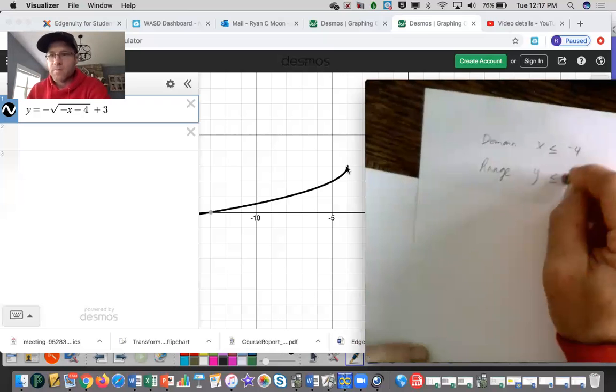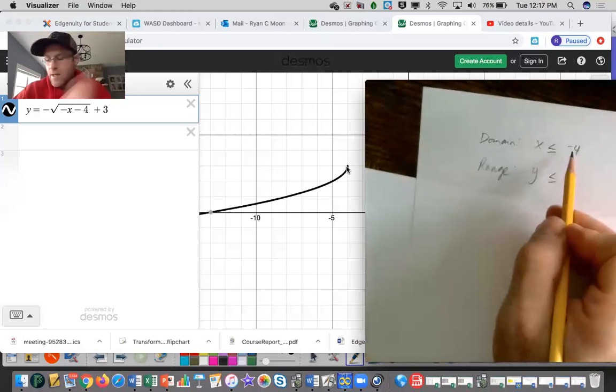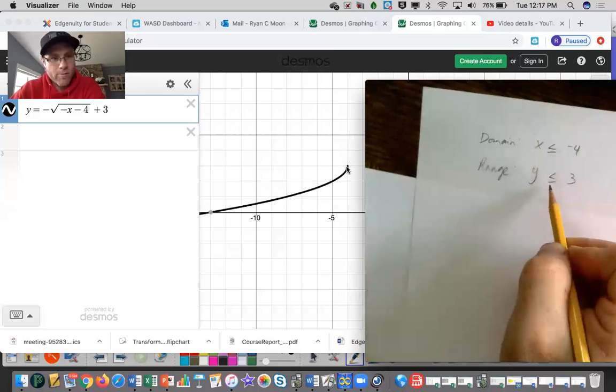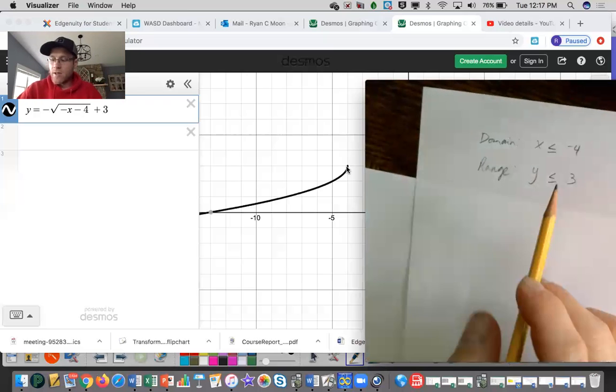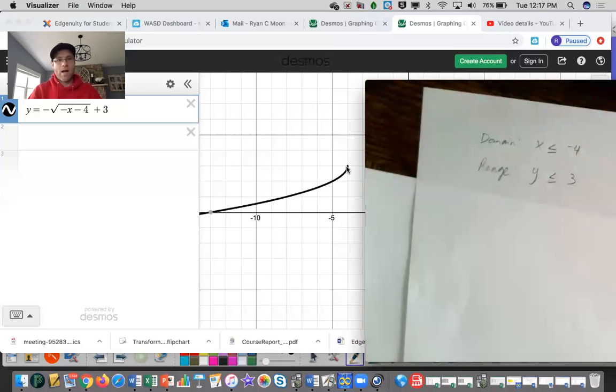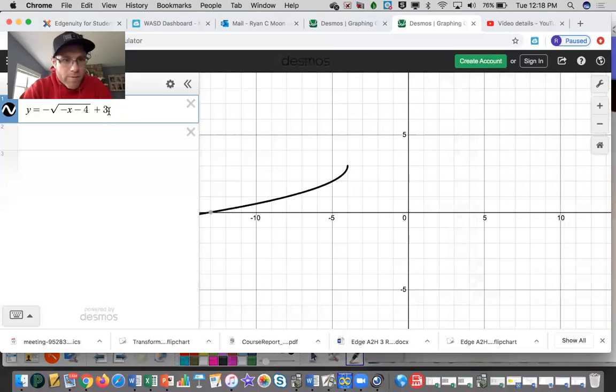But so our domain for this graph is from -4 to the left, and our range for this graph is from 3 down. So we use those two to discuss how the domain and the range would happen in this graph. I think that most of them will be similar to this. If you need to look at a graph, don't hesitate to pull it up in Desmos. I know I love Desmos because of how quick it is, but you can actually find the location of the starting point.